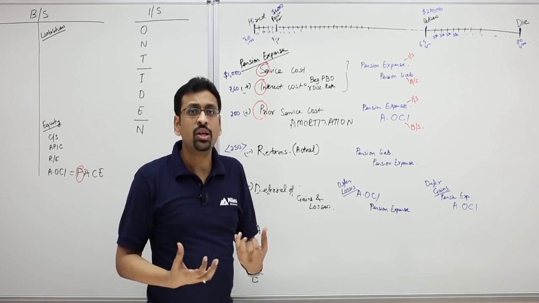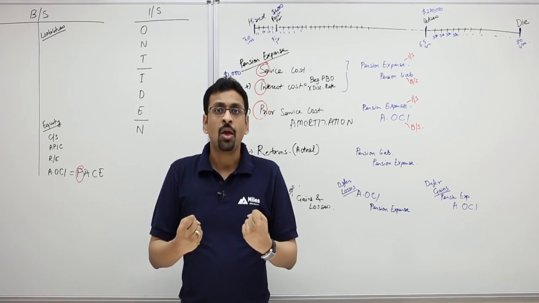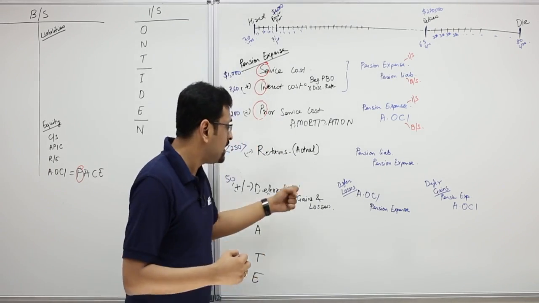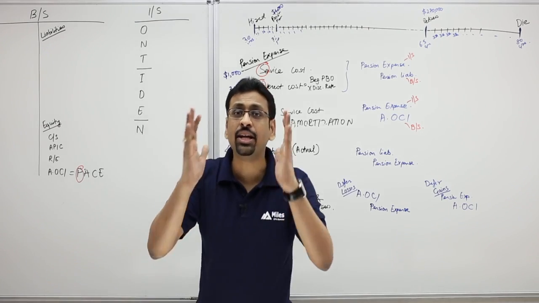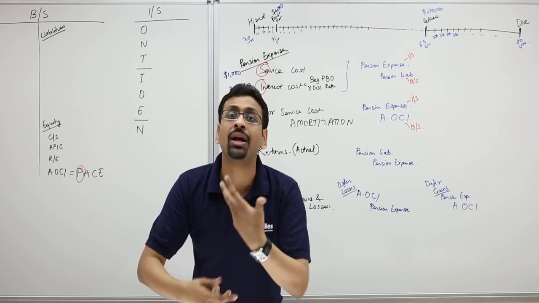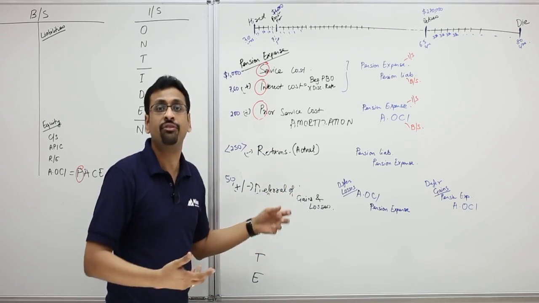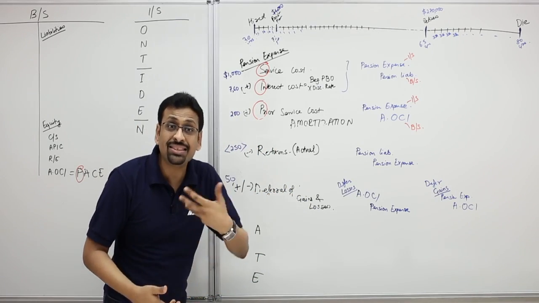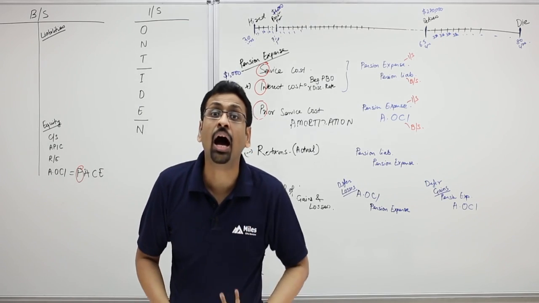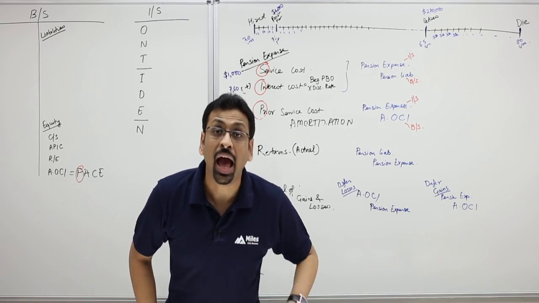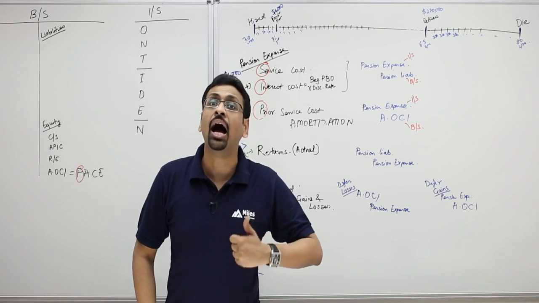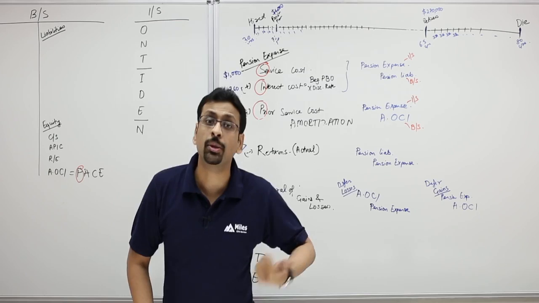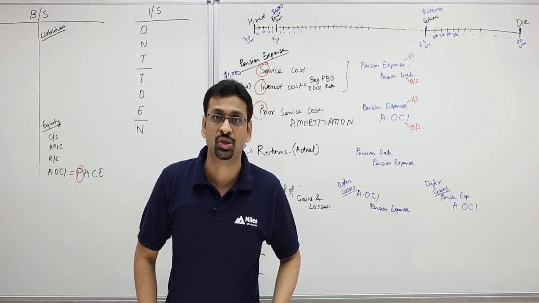So what we do is we're going to set up a limit. We're going to say if the deferred gains or the deferred losses exceed those limits, we're going to amortize the deferred gains or the deferred losses. Now these limits that we set are called corridor limits, and the corridor limit that we have is 10% of the higher of beginning PBO or the beginning fair value of plan assets.